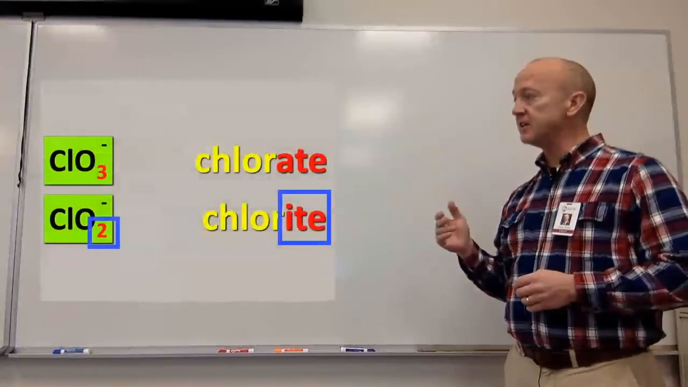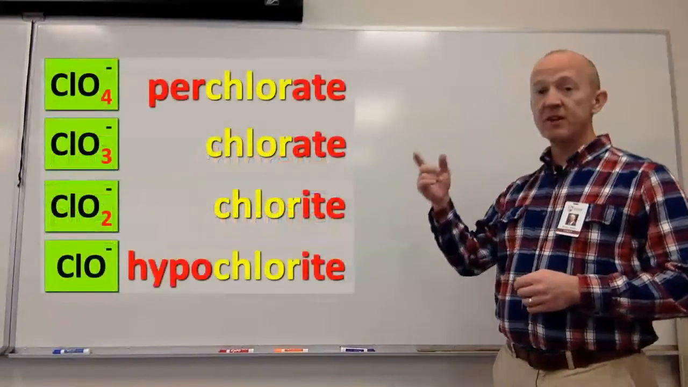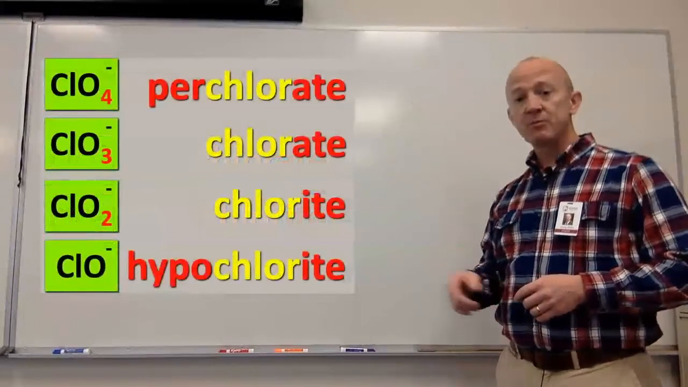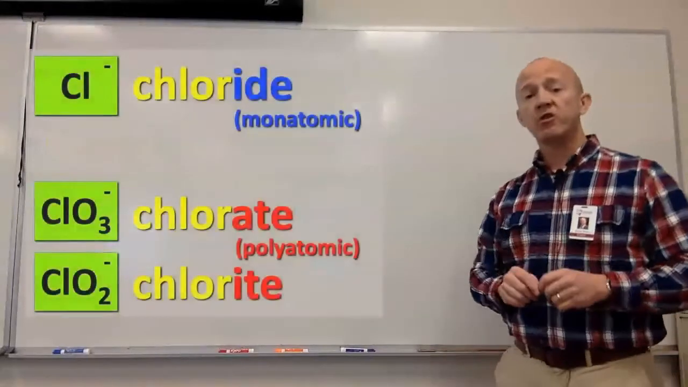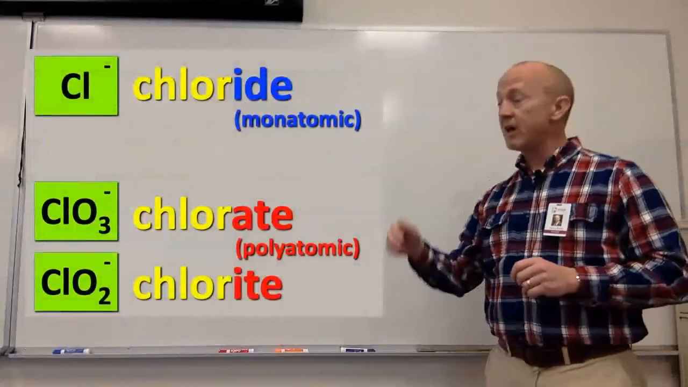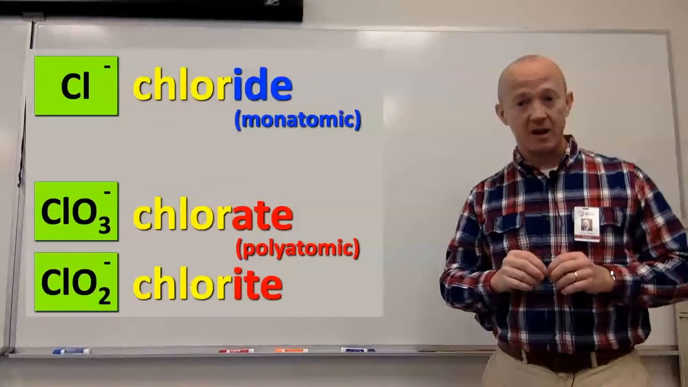The ATE ending gives us more oxygen than the ITE ending does. If we add the prefix PER on the front, that's even more than ATE. And if we use the prefix hypo, that gives us less than ITE. Now I want to draw your attention to one thing about this naming system. Remember that if we have an IDE ending, we're talking about a monatomic ion.